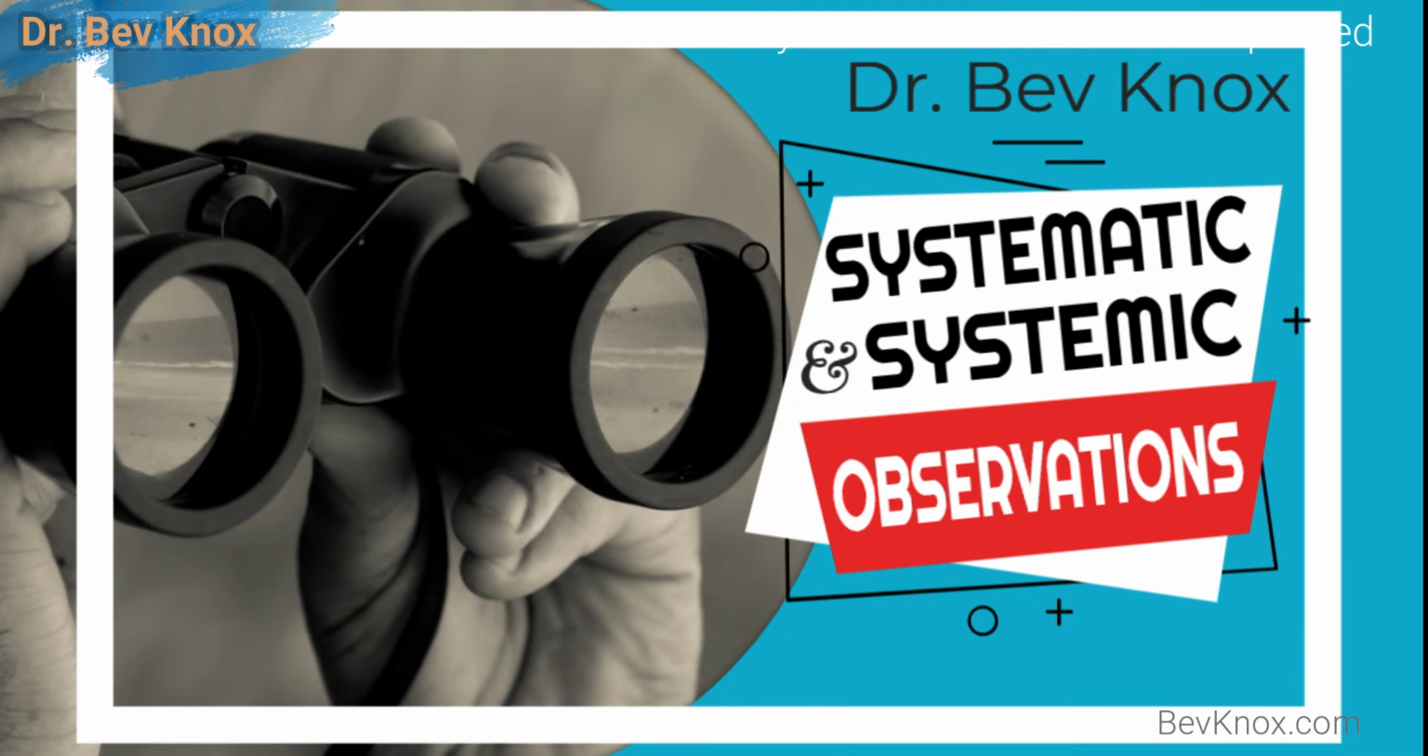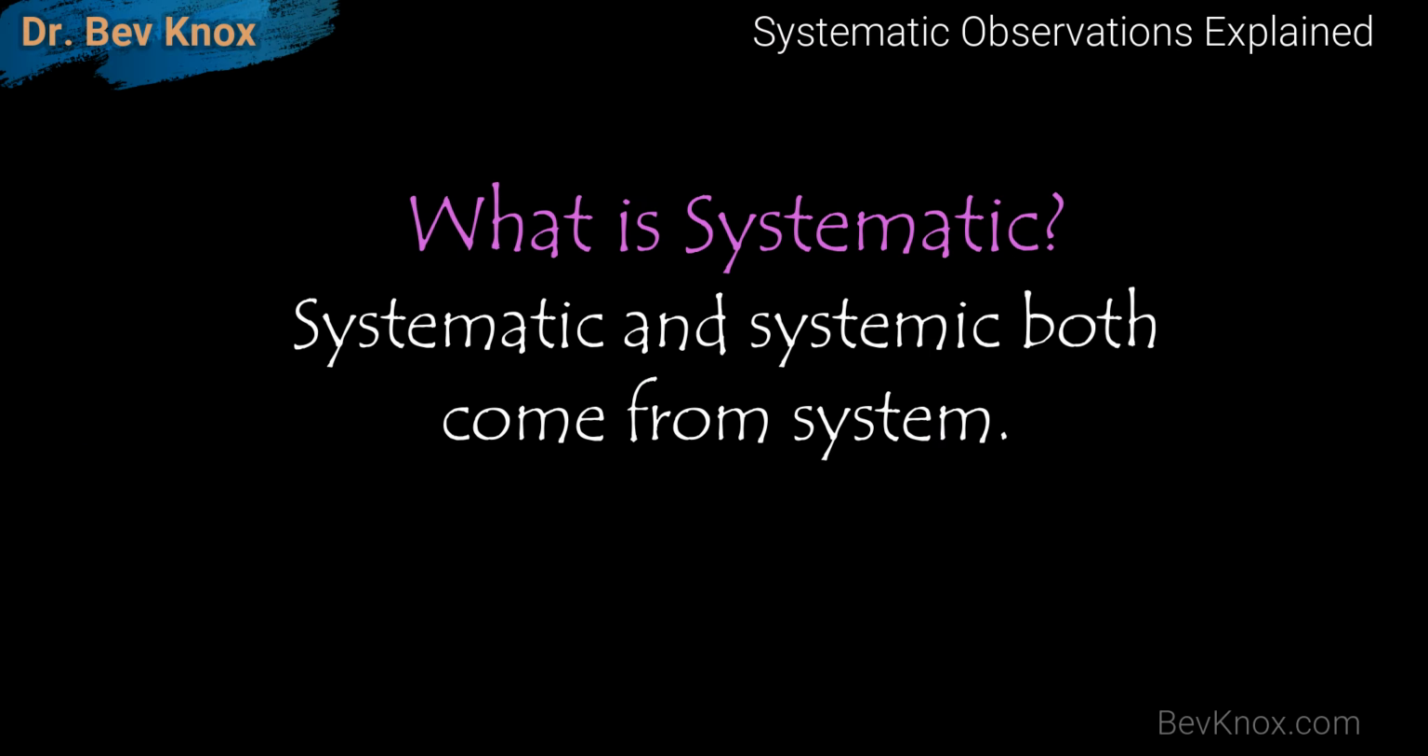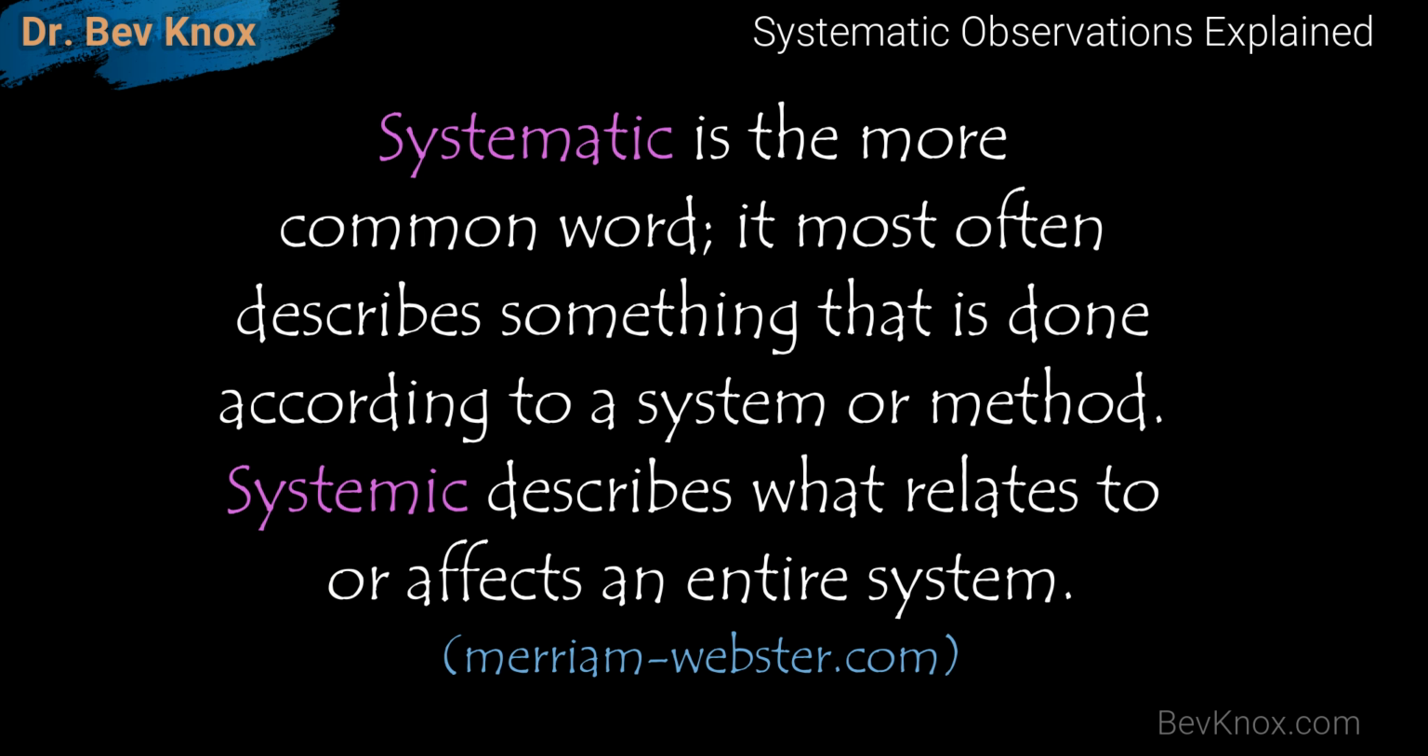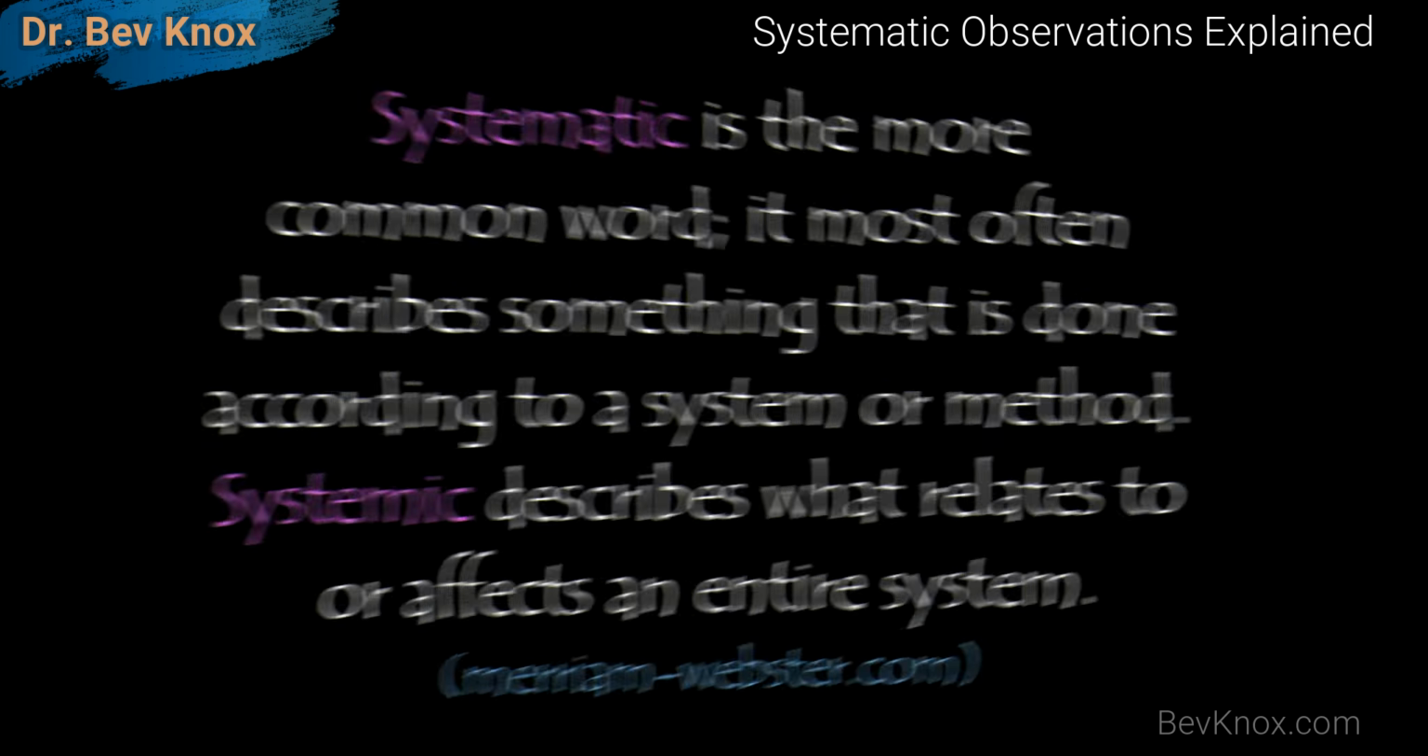In this lecture, we will review making systematic observations. But first, what is systematic? Well, systematic and systemic both come from the word system. Systematic is the more common word. It most often describes something that is done according to a system or method. Systemic describes what relates to or affects an entire system.